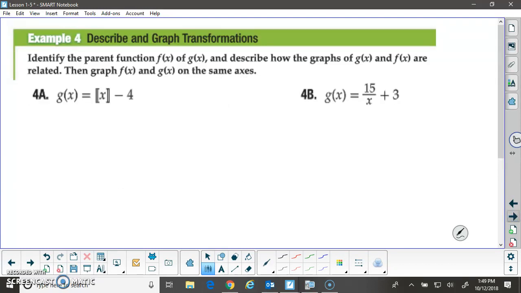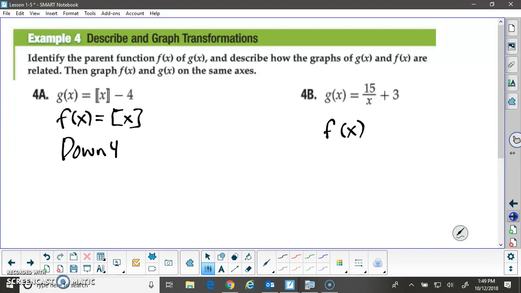Last example here. Here we have the greatest integer function. And so the greatest integer function is my parent function. And then this particular one is being shifted down 4. Then the very last problem, our parent function would be the reciprocal function, 1 over x. You can see we've got 2 transformations. We got up 3, and we also have a vertical stretch by a factor of 15, because that 15 is on the outside. If it's on the inside, it'd be in the denominator.